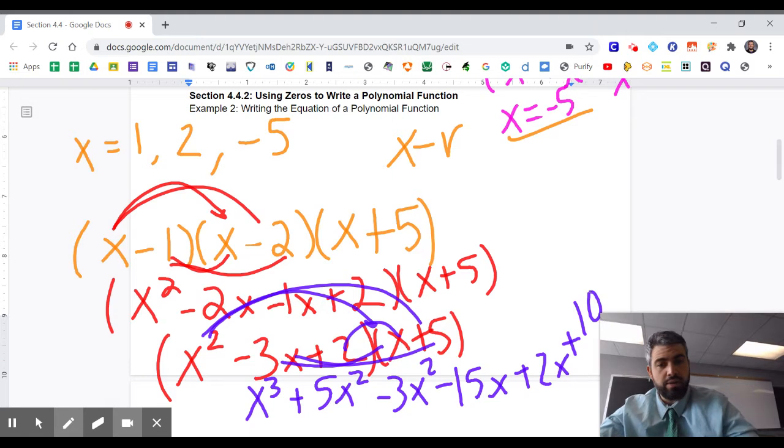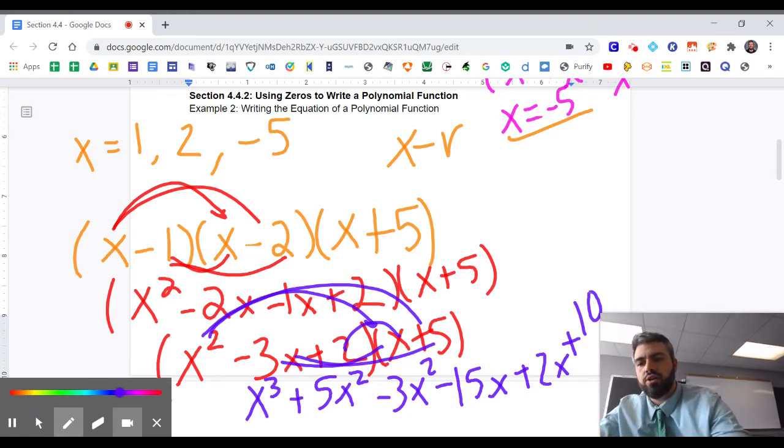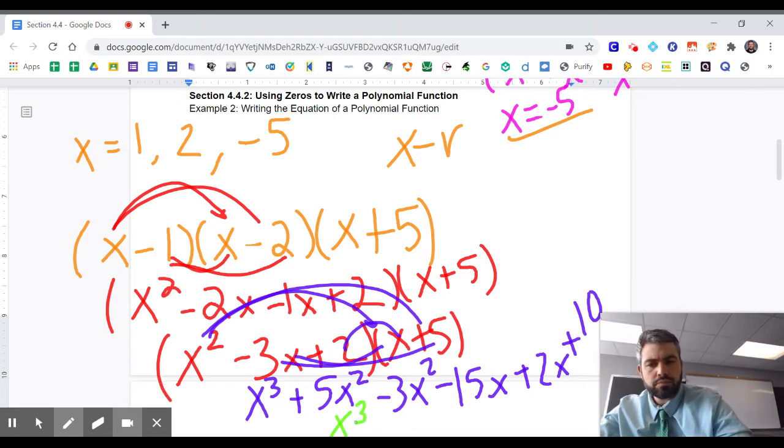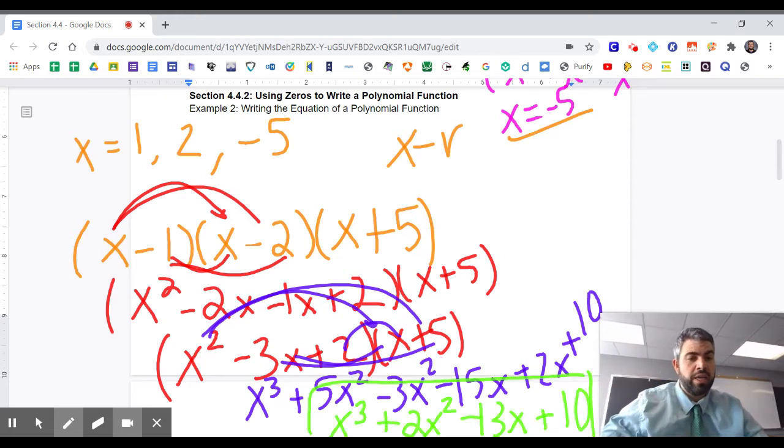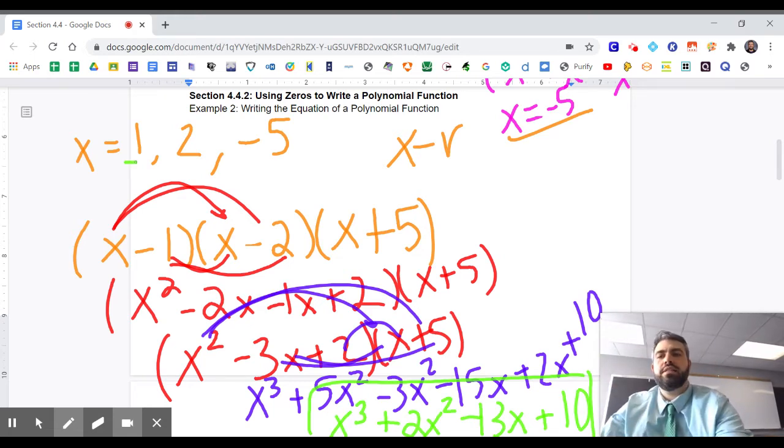And then we simplify because we can combine some of our like terms in there. And so when I do that, I get x to the third. 5x squared minus 3x squared is going to be plus 2x squared. Then we get negative 15x plus 2x would be negative 13x, and then plus 10. And so there's our function right there. If you wanted to verify, what you could do is you could graph this and make sure that it crosses the x-axis at 1, 2, and negative 5. And I'm assuming it will.